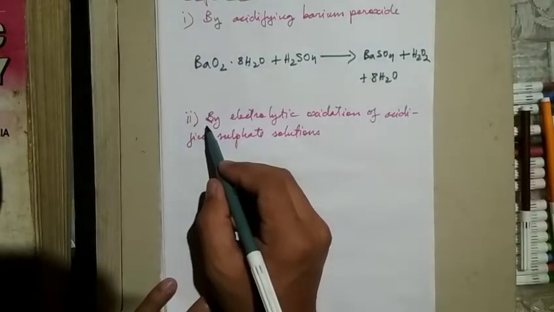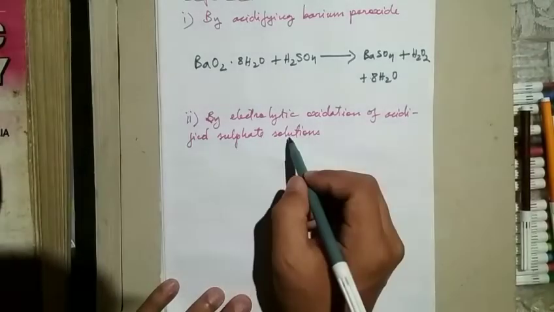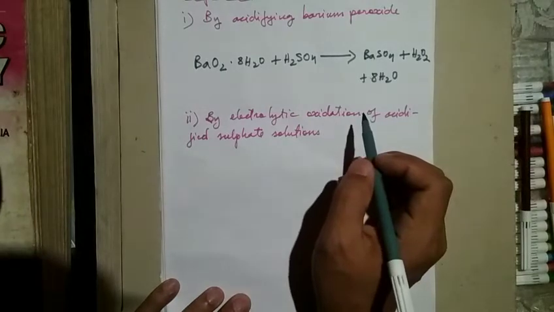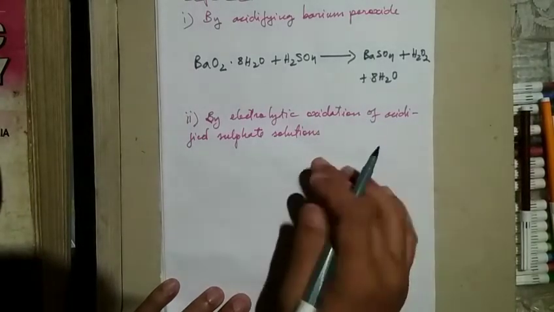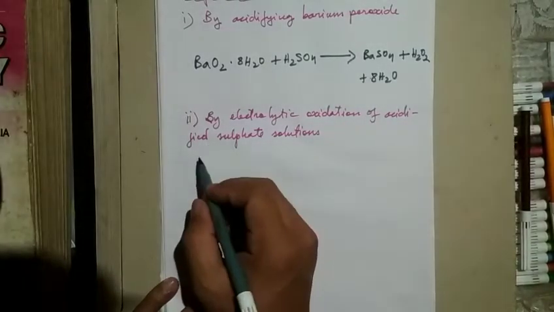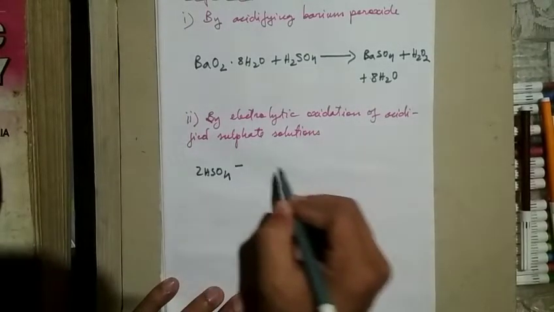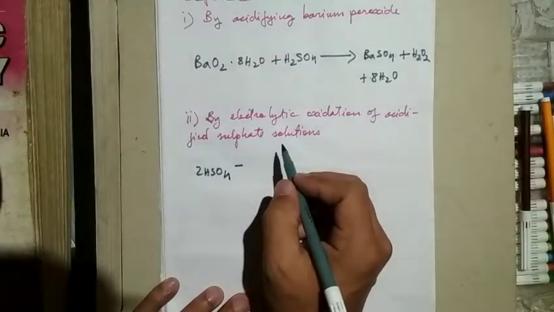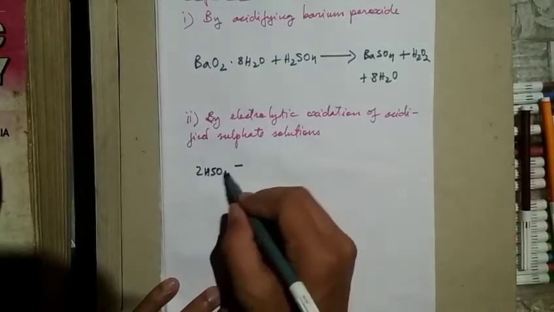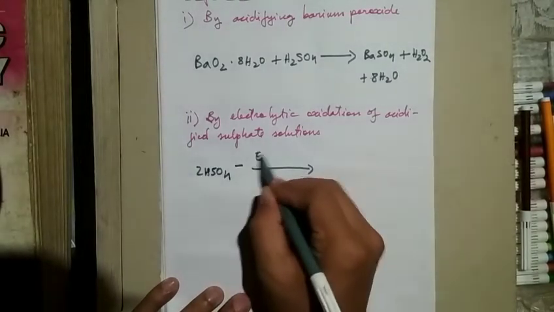The next method is by electrolytic oxidation of acidified sulfate solution. In this case electrolysis will take place, and finally we'll get the product. Let's see. 2HSO4, so this is the sulfate solution, 2 moles of HSO4. First, what we are going to do is electrolysis.